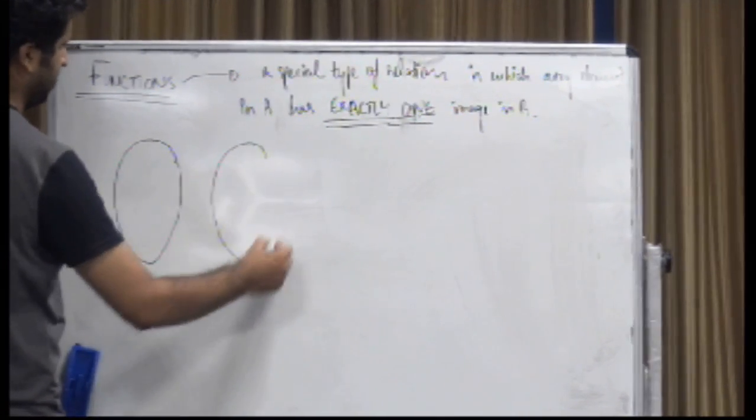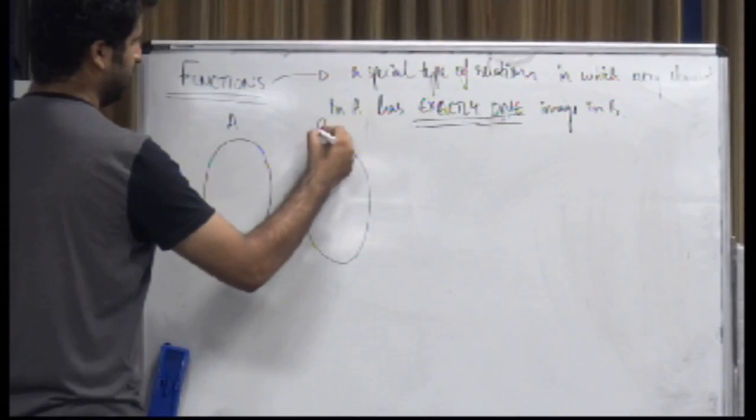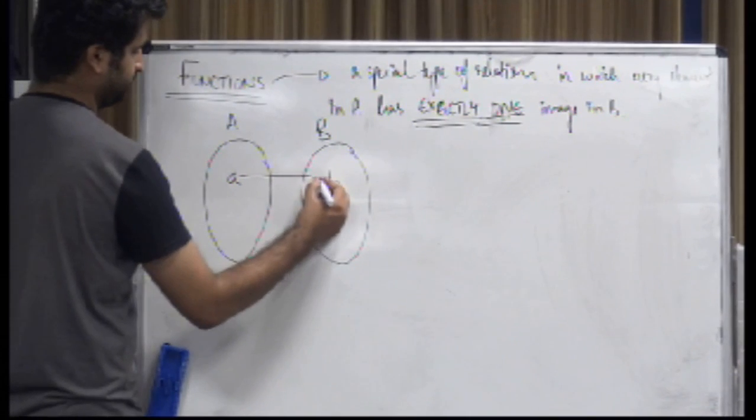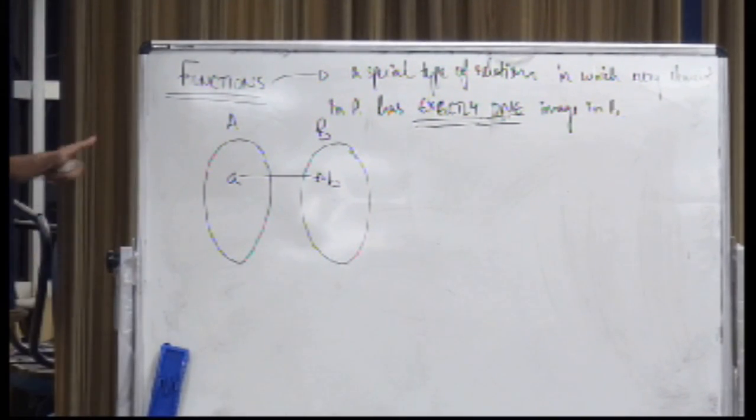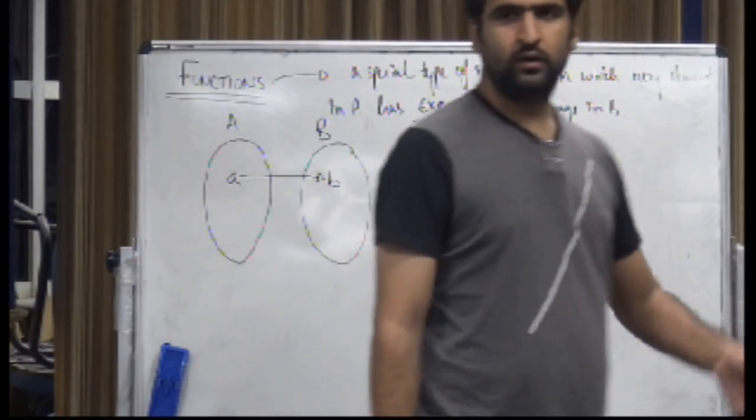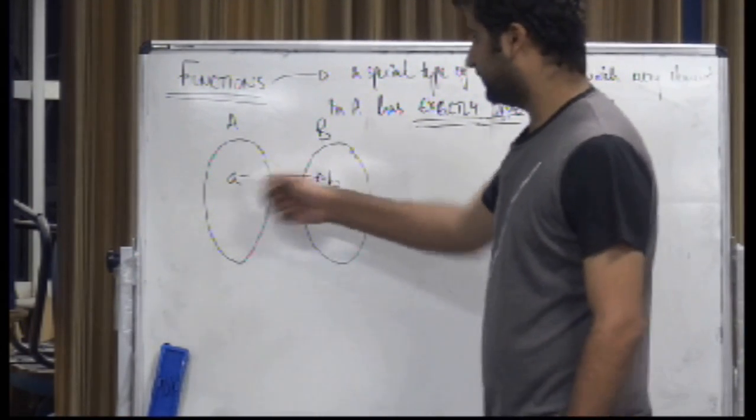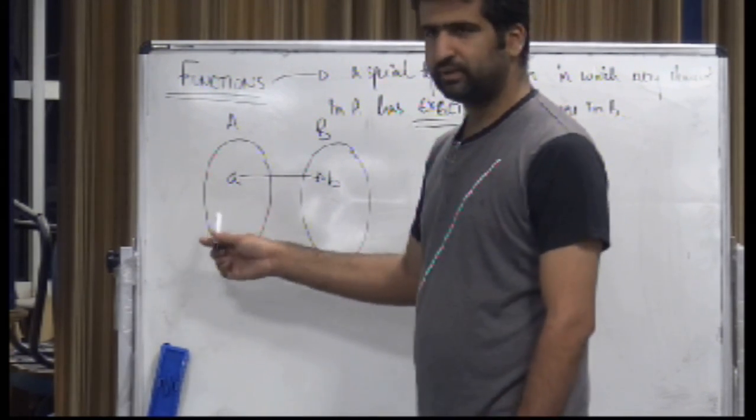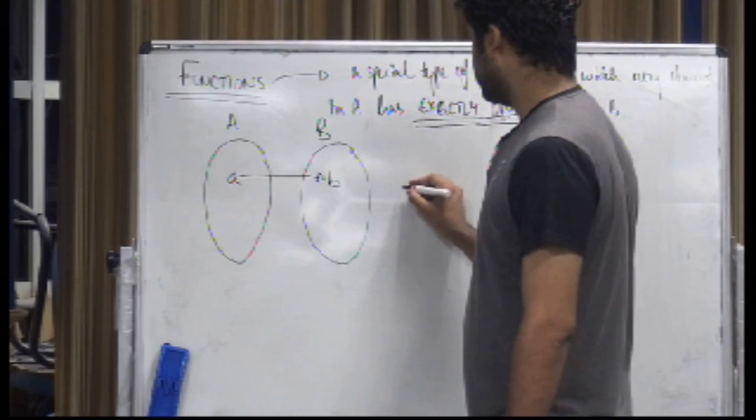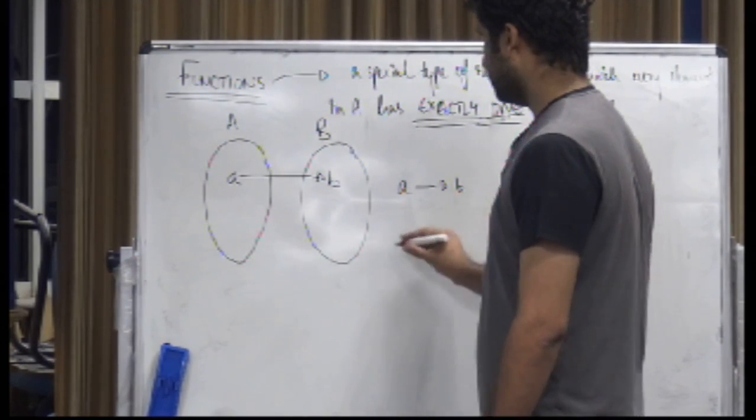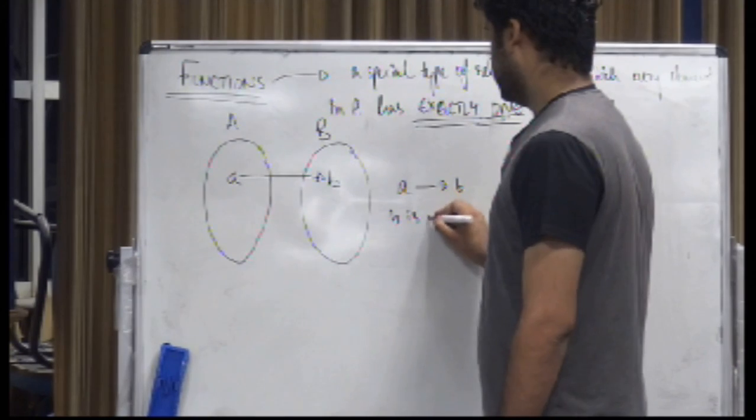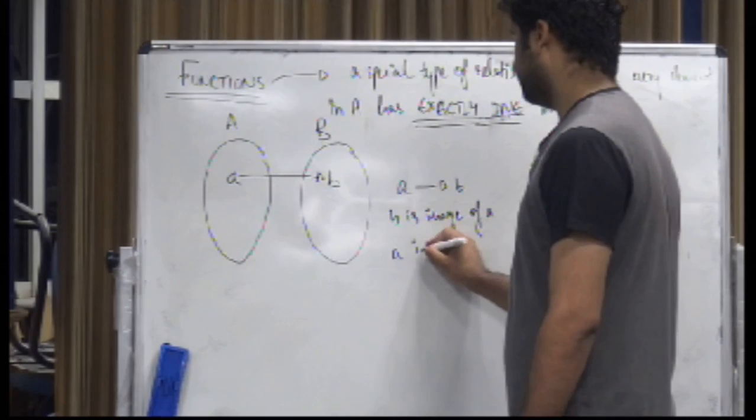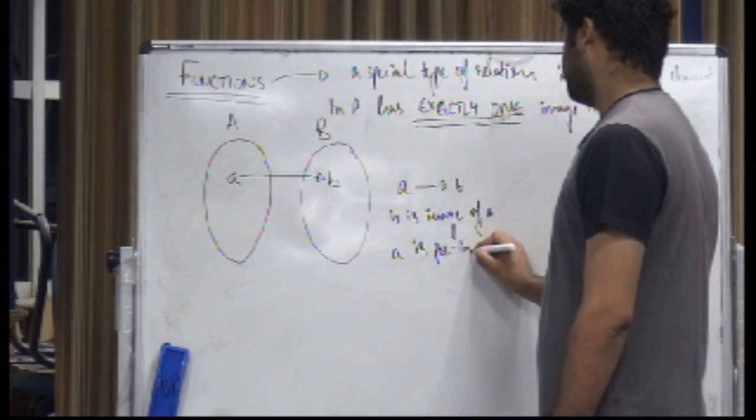So first, let's see what we mean by image. So let's say these are two elements A and B, and this is a relation defined from A to B, and a relation is a subset of A cross B. So therefore, linking will be there. This is just one map which I'm taking out. So if I map these two, A to B, then B is the image of A and A is the pre-image of B.